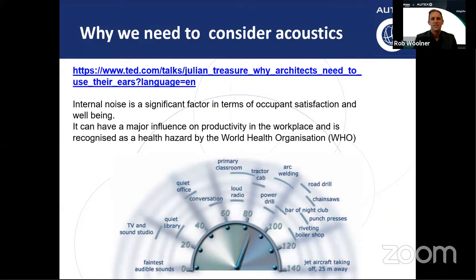Internal noise is a significant factor in terms of occupant satisfaction and well-being. Poor acoustics can lead to people having headaches, their stress levels going up, their heart racing faster, all things that put your body under stress. It can have a major influence on productivity in the workplace, and it is recognised as a health hazard by the World Health Organization. So over a certain decibel level, it can actually have some long-term impact and detriment to your health.